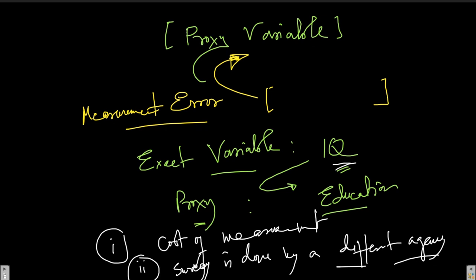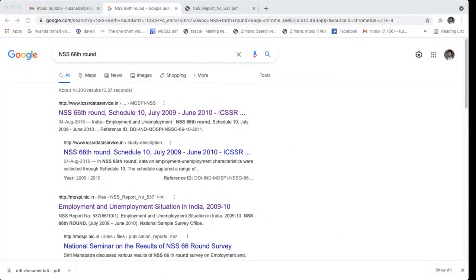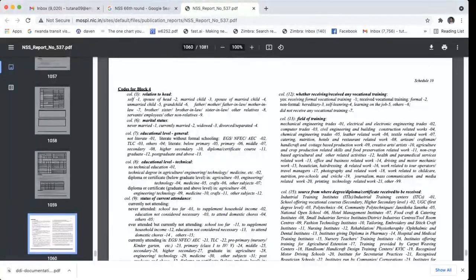So before I talk further about it, let me show you some sample data which is collected by the Ministry of Statistics in the form of national sample survey data. Now, what I'm going to show you is a report. This is 66th round national sample survey data collected on employment and unemployment back in 2019.